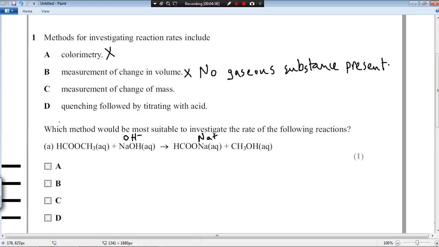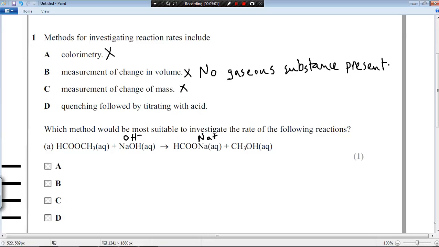Well, let us see measurement of change of mass. So is it measurement of change of mass? It is very difficult to monitor the mass since there is no solid present. So we will ignore this method since there is no solid present.